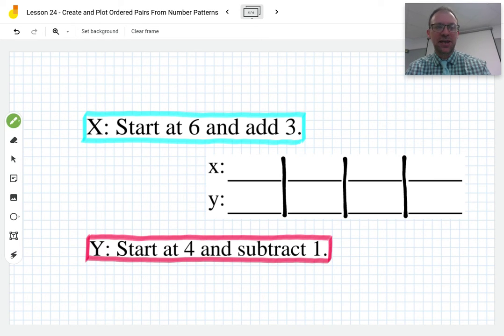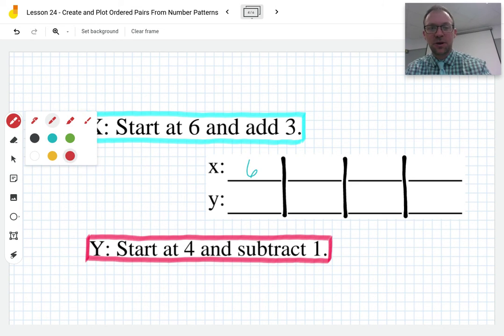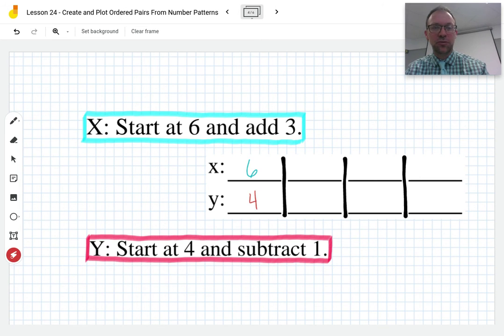Well, I hope you said that our first ordered pair is 6, 4, because both rules say start at 6 and start at 4. And so that's where you must start. Now we get to the second part of each rule. We add 3 to the 6 each time. So what is our next ordered pair going to be if we're going to add 3 to the 6 and subtract 1 from the 4?